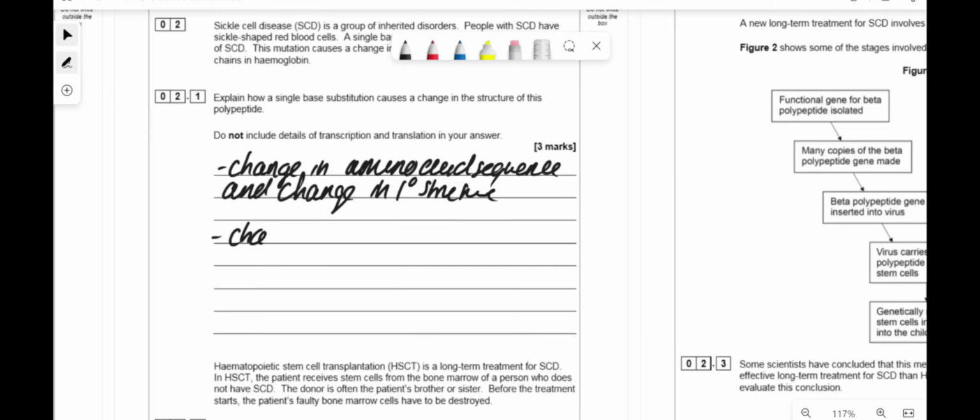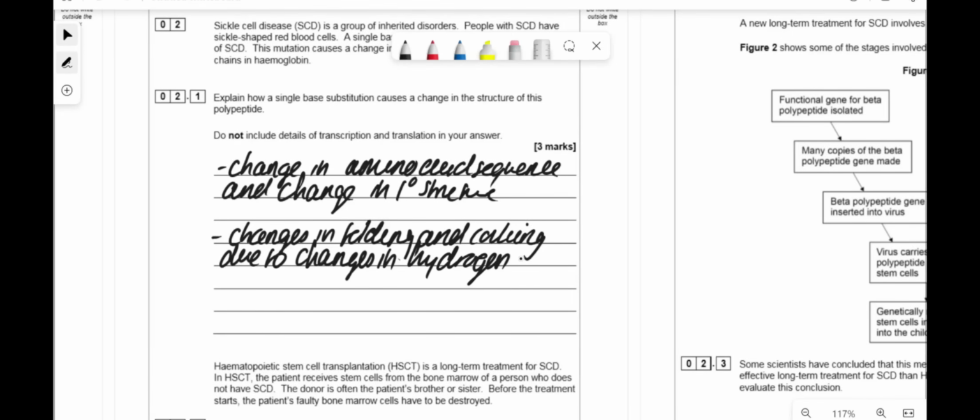So you get changes in folding and coiling due to changes in hydrogen bonding or ionic bonding, whichever one you want to list out, but I usually just say that and that's sufficient. And what does this do? This changes the tertiary structure.